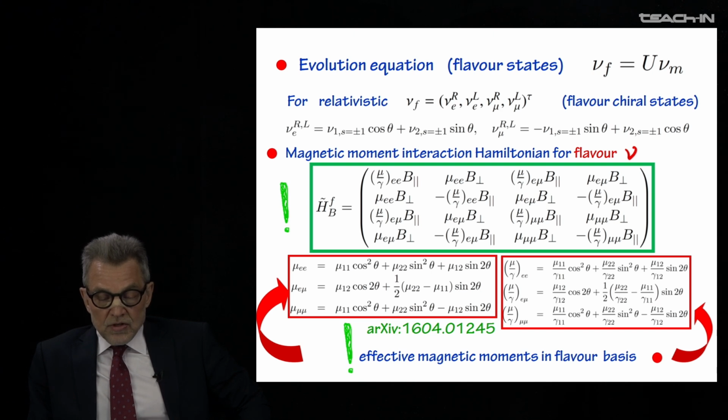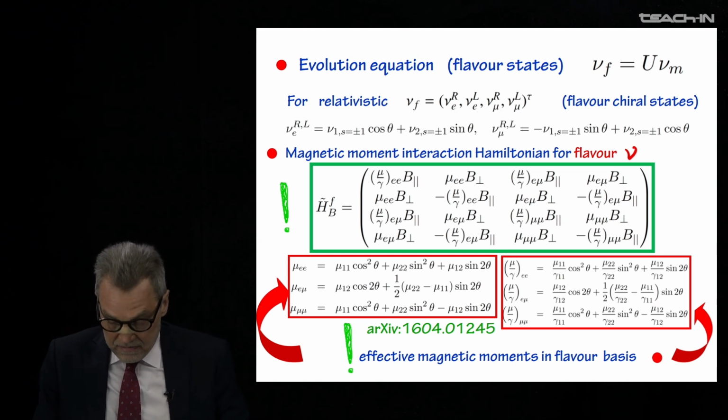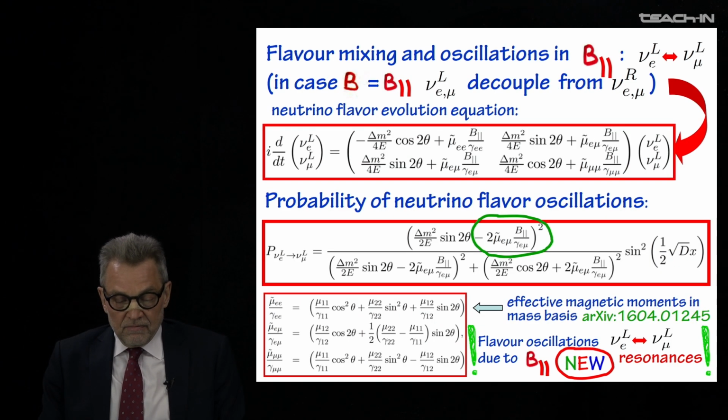And what is important, if you look at these exact formulas, these terms are strongly suppressed by the inverse Lorentz factor for the mass states of neutrinos. Obviously, we should consider the neutrino as a relativistic particle, so these terms are suppressed, but nevertheless they exist in nature.